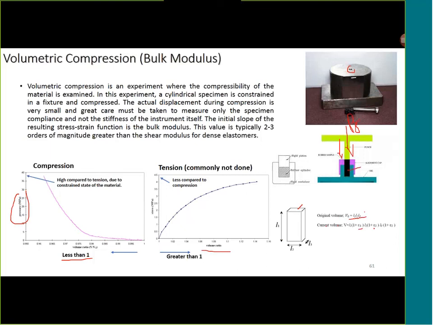From this you can calculate change in volume, original volume, and put it in x-axis. So for compression, the volume ratio decreases. For tension, the volume ratio goes more than 1. When there is no deformation, the volume ratio is considered as 1. It is not 0 here.